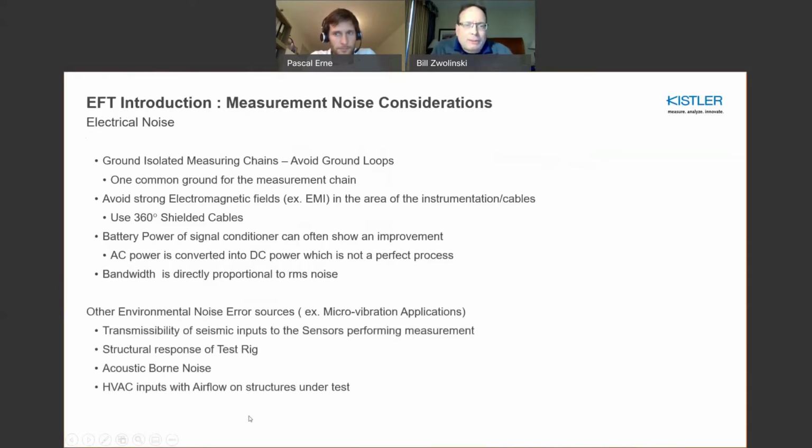So I'm going to go into the new topics for the part 2 session anyway. What I wanted to cover a little bit was noise considerations. Obviously we talked last time of ground isolated measuring chains. This is a best practice in test and measurement, to have ground isolated measuring chains. And what that means is that you have one common grounding point, and that avoids ground loops, which can give you unwanted noise. Obviously, avoiding strong electromagnetic fields with cabling is also important.